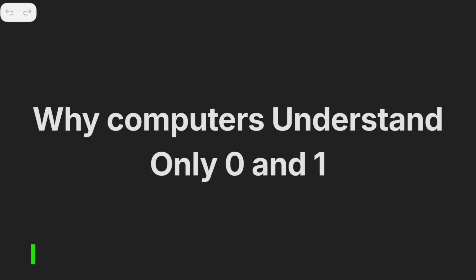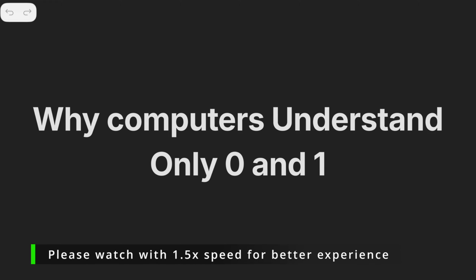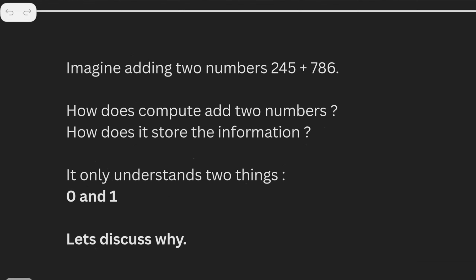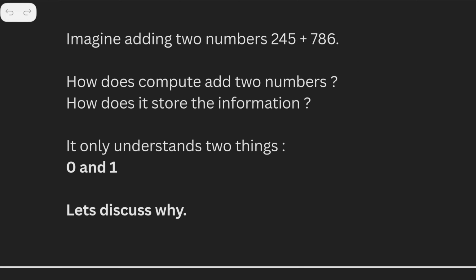The question is how exactly a machine is going to store the data and how exactly it understands our commands. Well, if you look at a computer, it only understands 0 and 1. Let's try to understand why. If I ask you to do a simple addition, 245 plus 786, it's easy for you to do because your mind can perceive these numbers and you have a technique to add them. But computers don't understand what 245 and 786 mean. They don't have any clue about it. What they understand is 0 and 1.